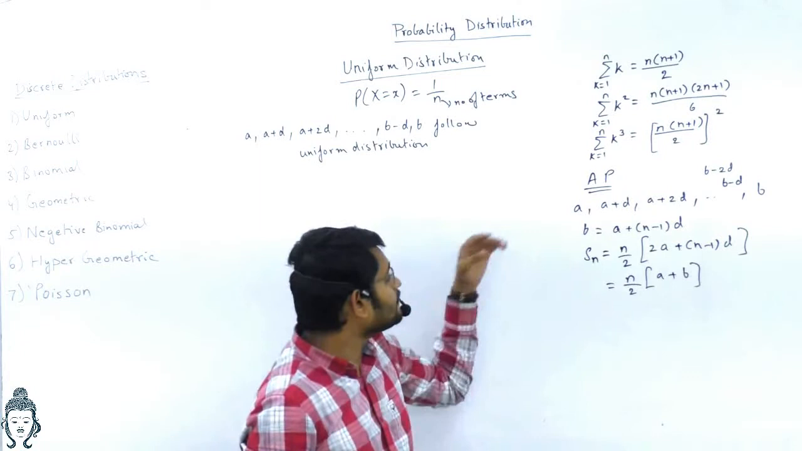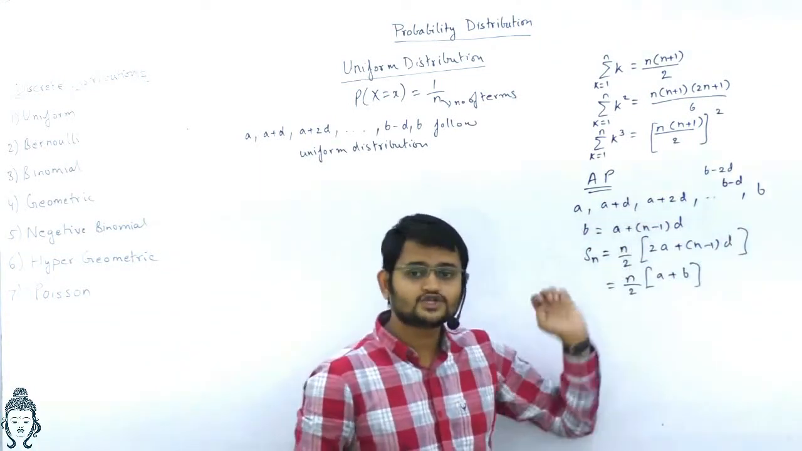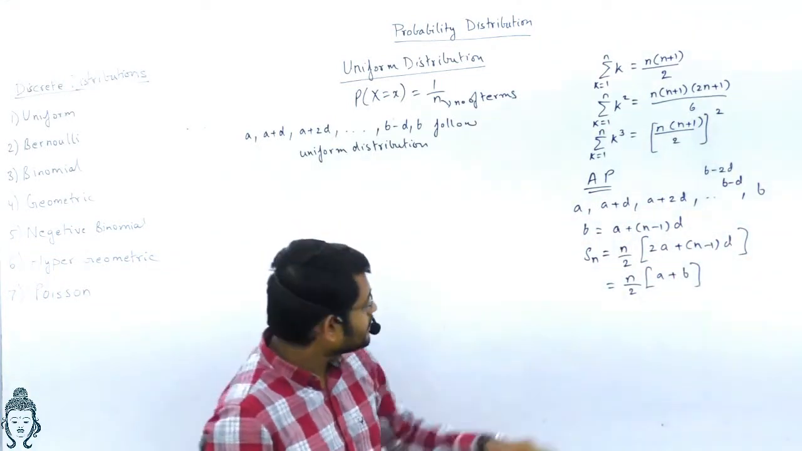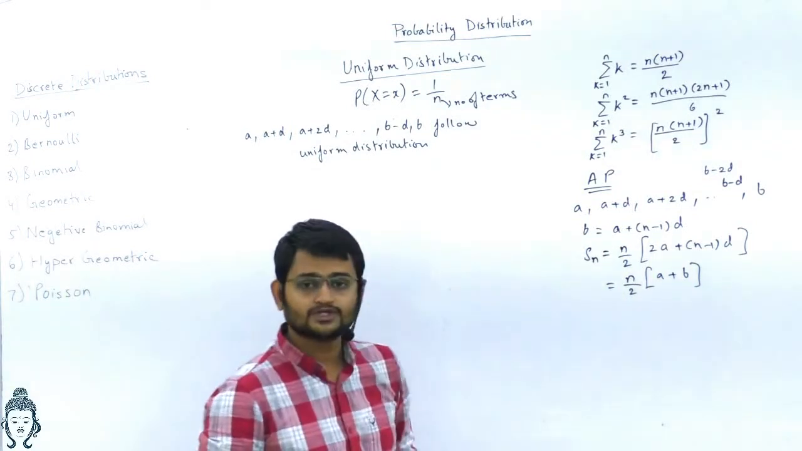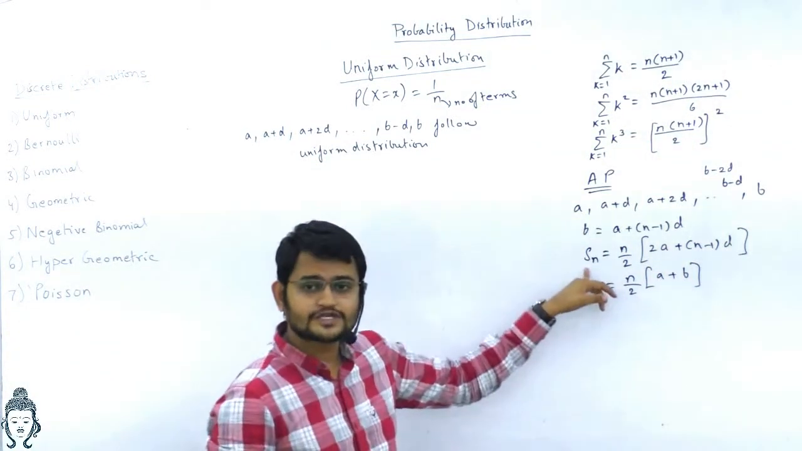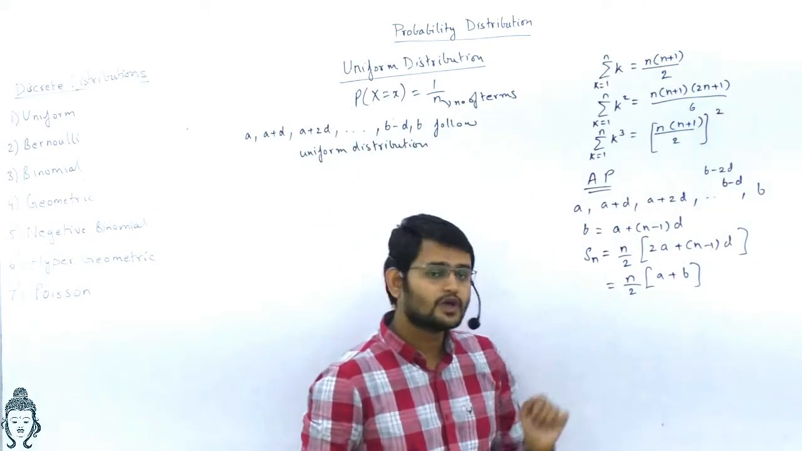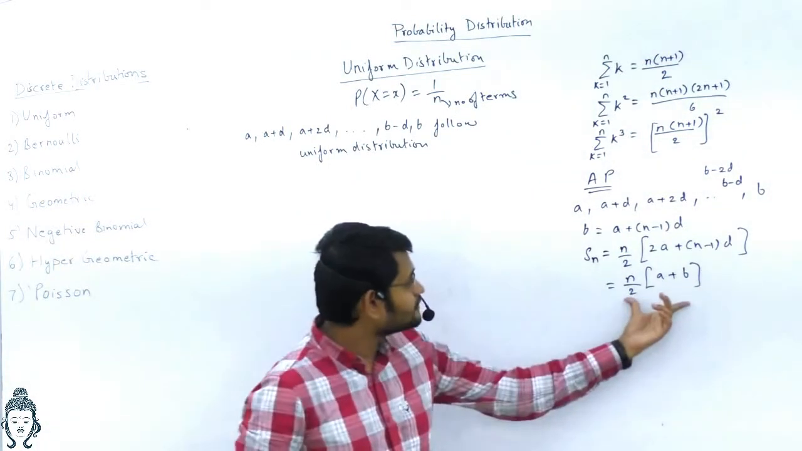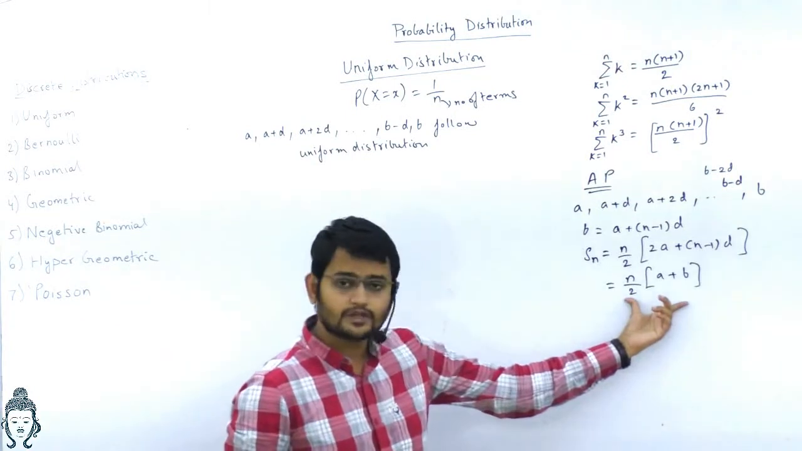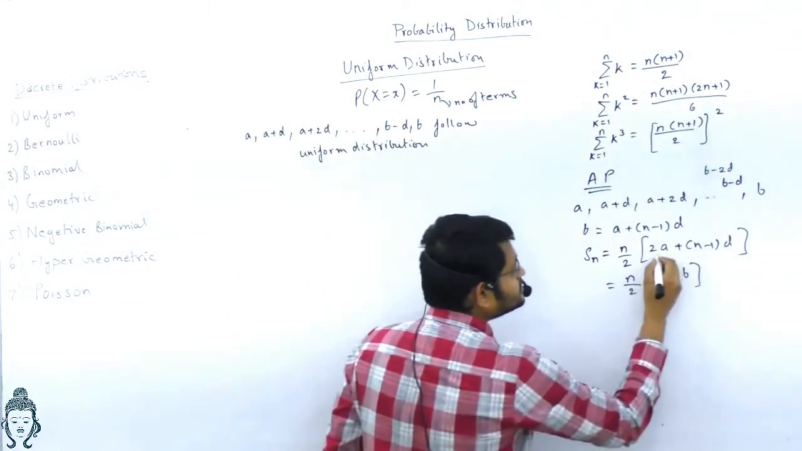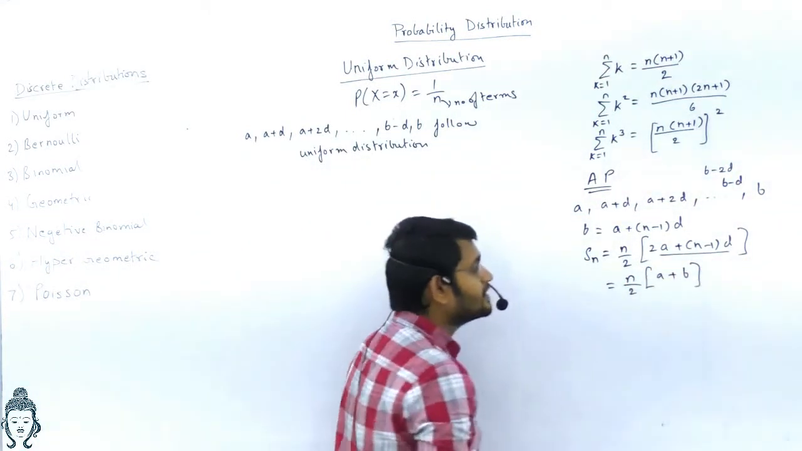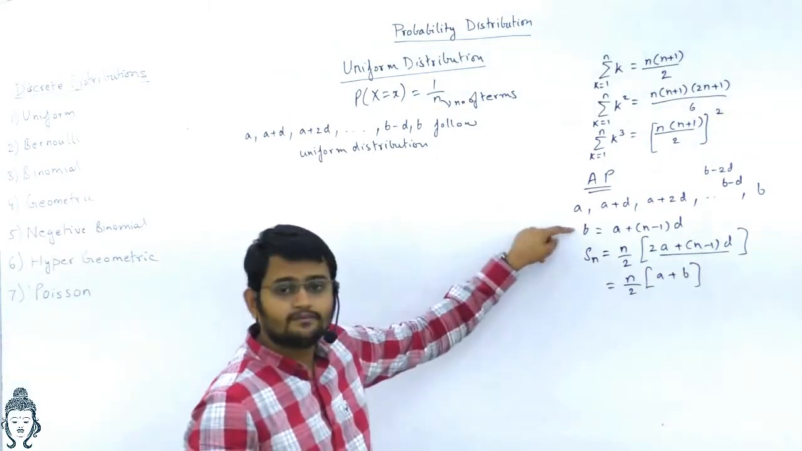Now, out of n number of terms, how many such combinations can we get? We can get n by 2 combinations. So the sum of all such combinations is going to be (a plus b) into n by 2. So logically also we can get (a plus b) into n by 2, or you can just replace a plus (n minus 1)d with b.